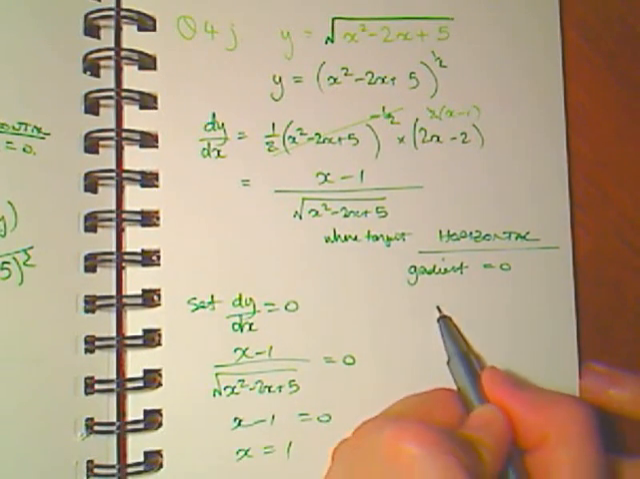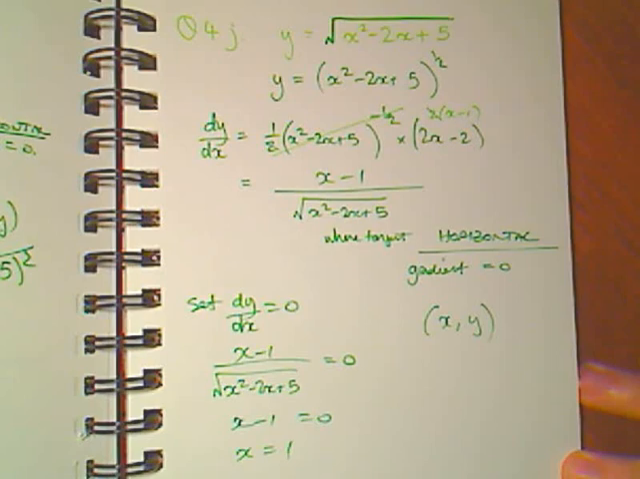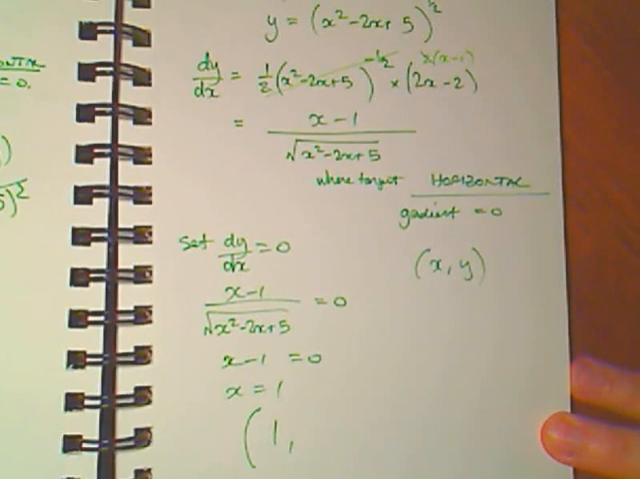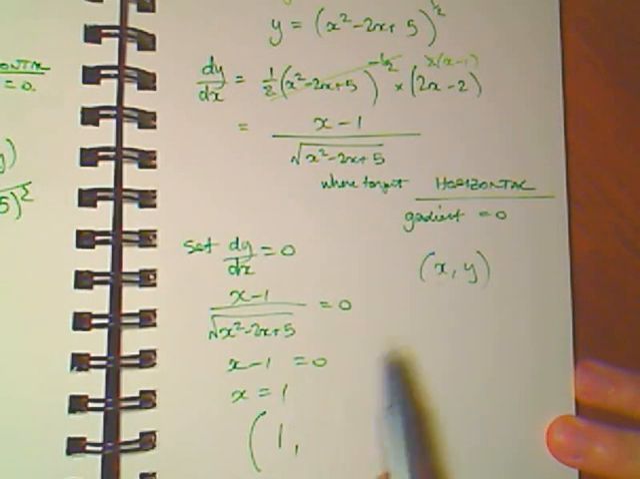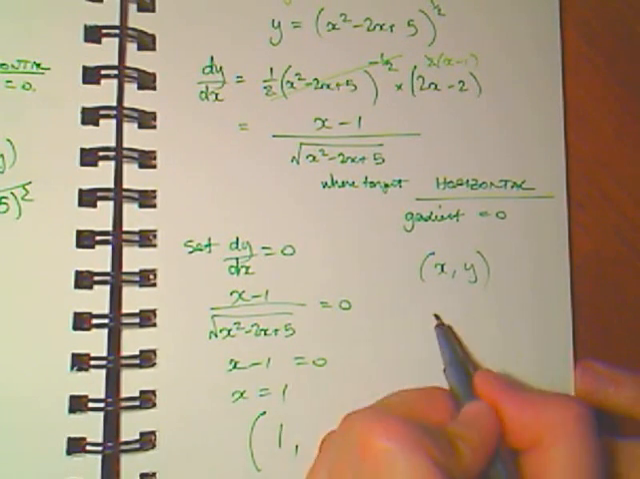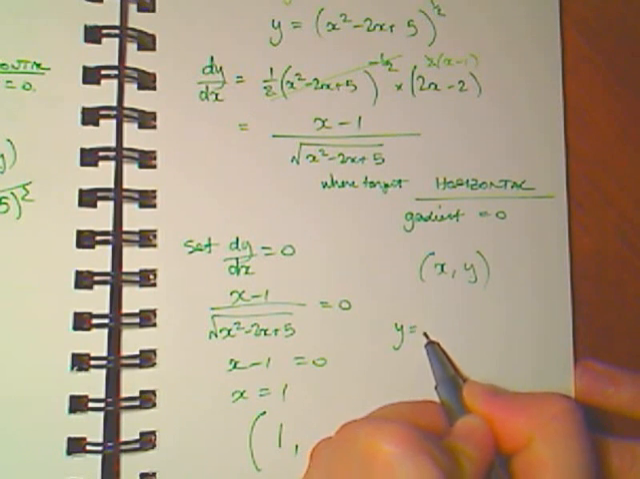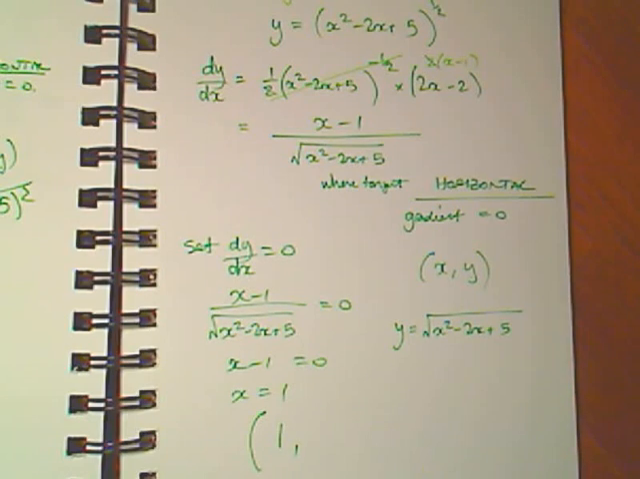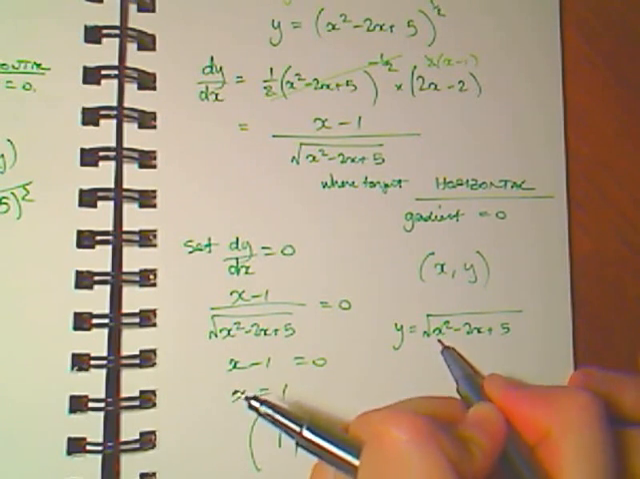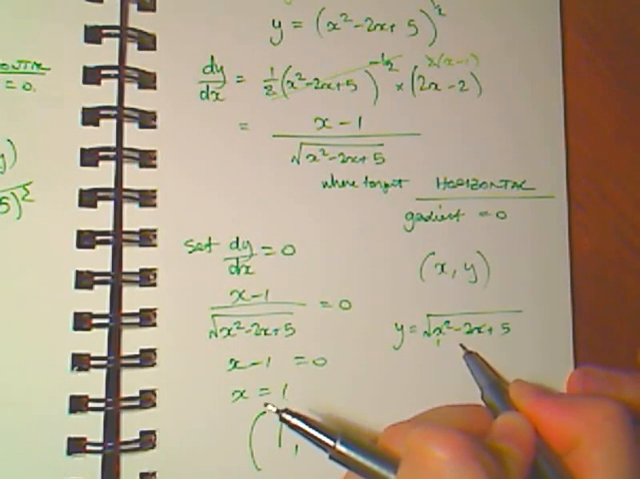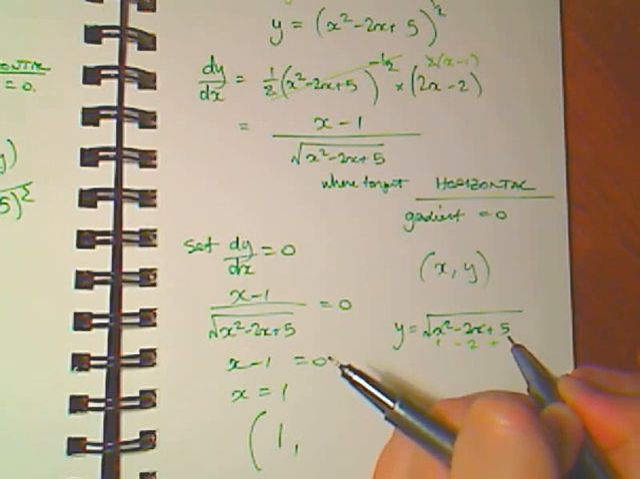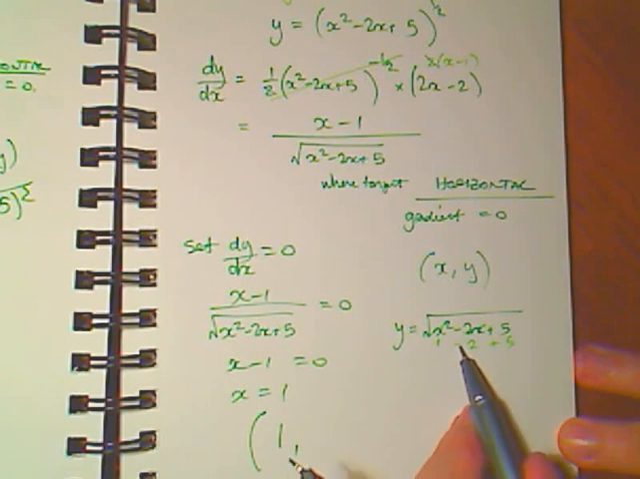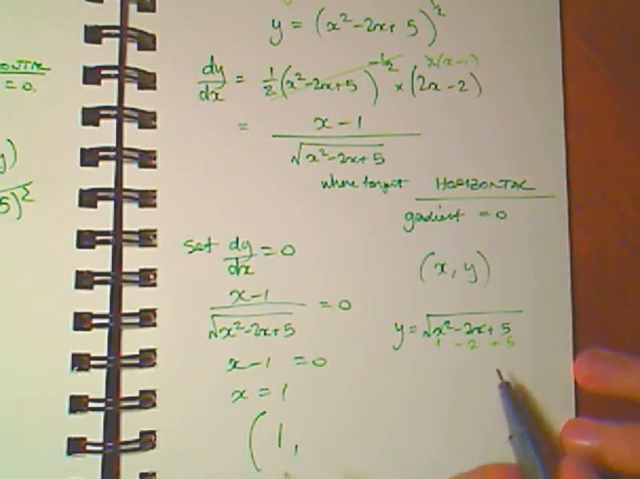We need to find the coordinate. Coordinate has x and y values. At the moment we have the x, so we can see that the coordinate is going to be 1 something. What we need to do is find out the value of y. So we're going to look at our original function, which was the square root of x squared minus 2x plus 5, and we're going to put a 1 in here. This is 1. That would be just a minus 2. This is plus 5. 1 minus 2 plus 5 is 4.